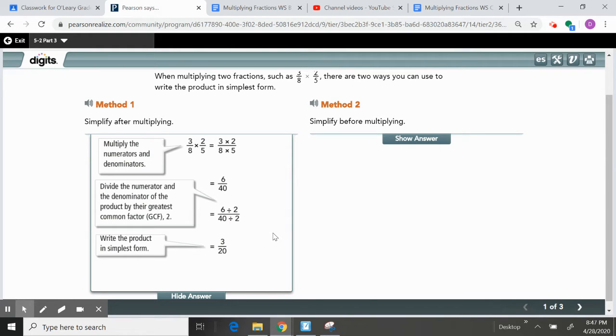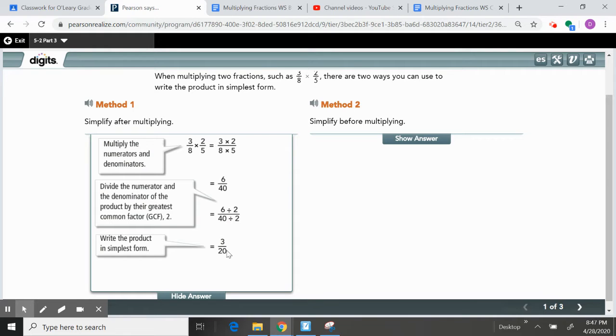And then what we would do is find the GCF, the greatest common factor of 6 and 40. If we did like we did in class, where we set that little thing up and found all the factors and found which was the greatest common factor, we would find the greatest common factor was 2 for 6 and 40. So 6 divided by 2 is 3. 40 divided by 2 is 20. So 6/40 becomes 3/20. Originally the problem was 3/8 times 2/5, which equaled 6/40. Find the GCF. 6 divided by 2 is 3. 40 divided by 2 is 20.